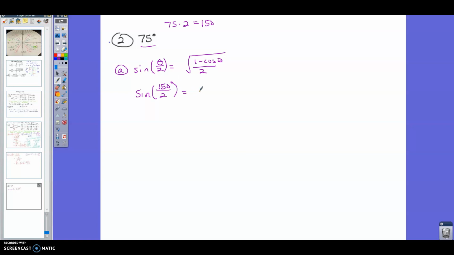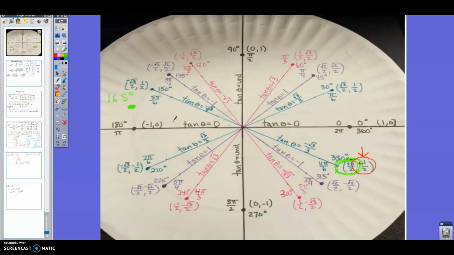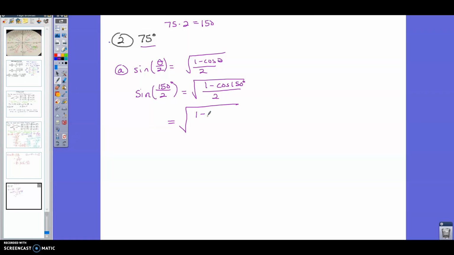So whenever we fill out the formula, the angle that we're going to be using, theta, is 150. So that's what we're going to use as the angle that we get the cosine value from. So again, cosine is our x value. So we're going to look at the x value at 150 degrees, which is up here in this quadrant, which is the negative square root of 3 over 2.